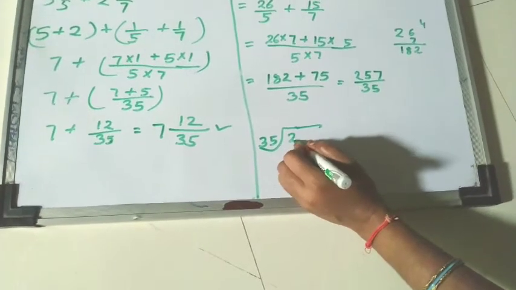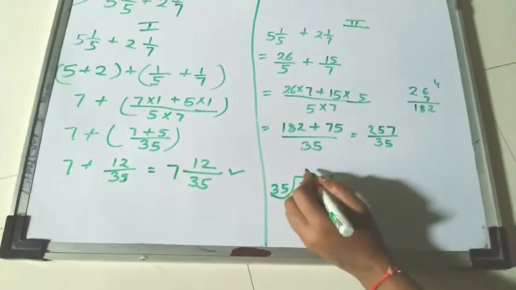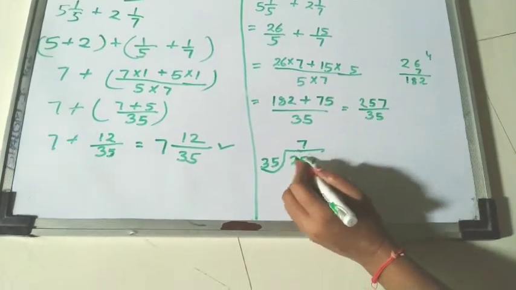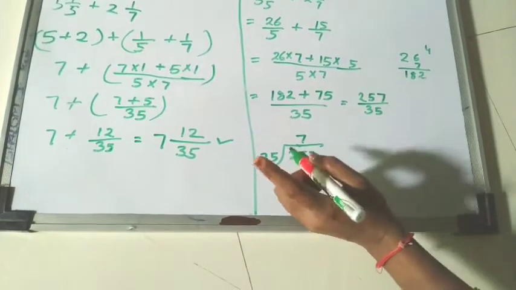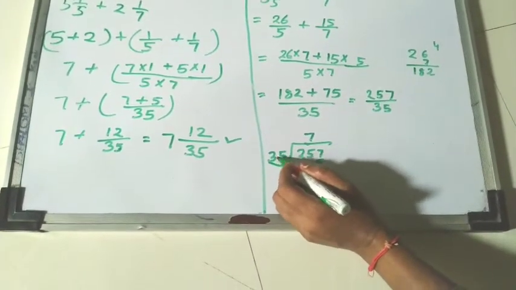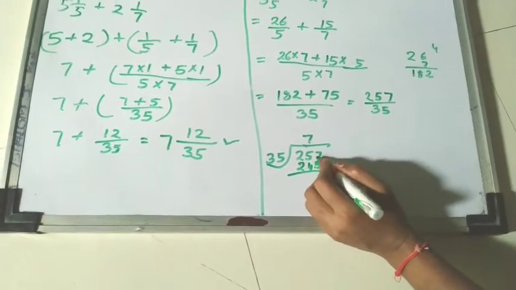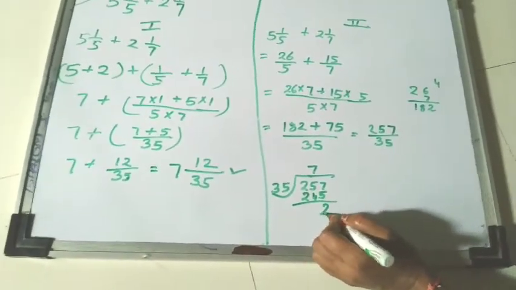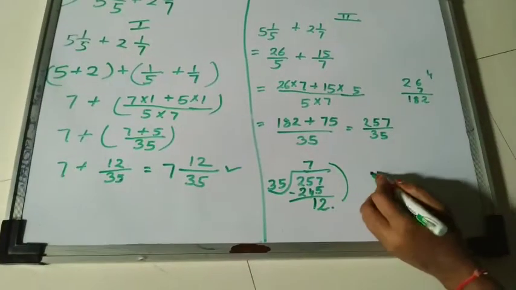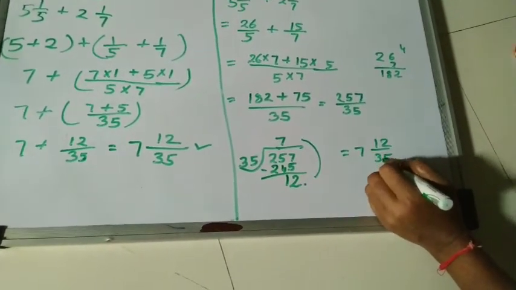You can change it into a mixed fraction. 257 by 35, 7 is how much? See, 5 7s are 35 plus 35, 3 7s are 21, or 24. Same, subtract 7 minus 5, 2 and 5 minus. You can write 7 upon 12 by 35.